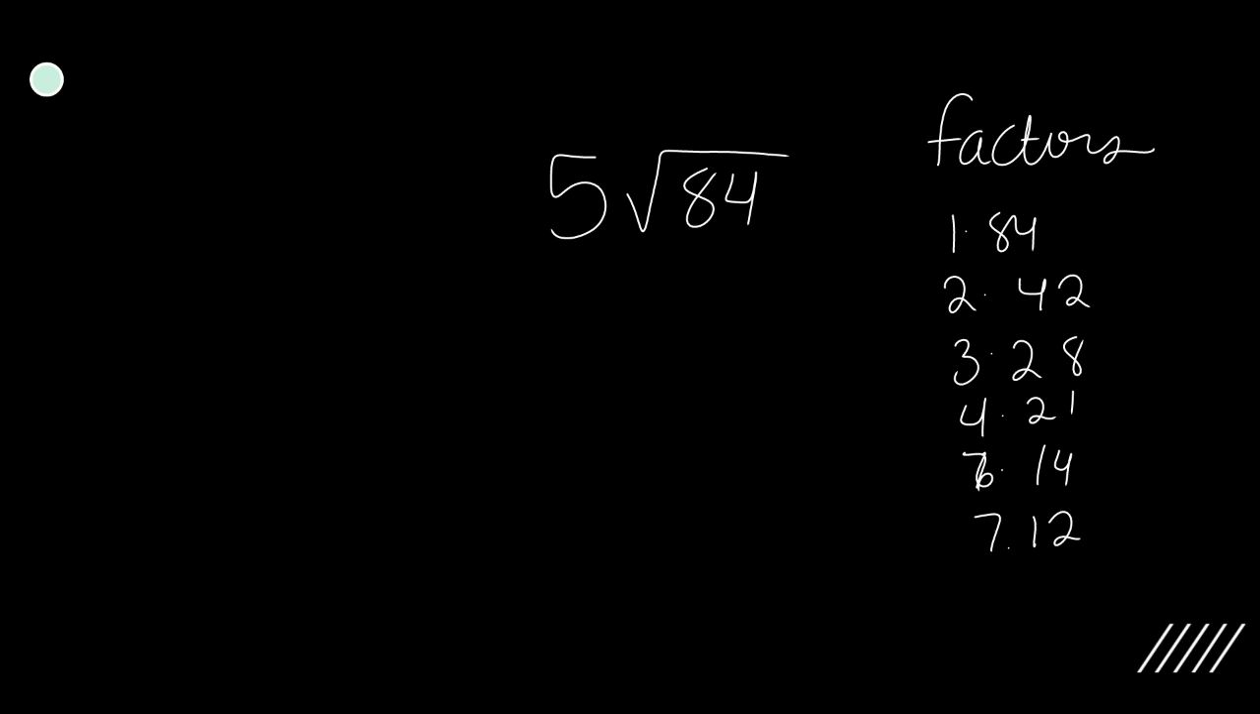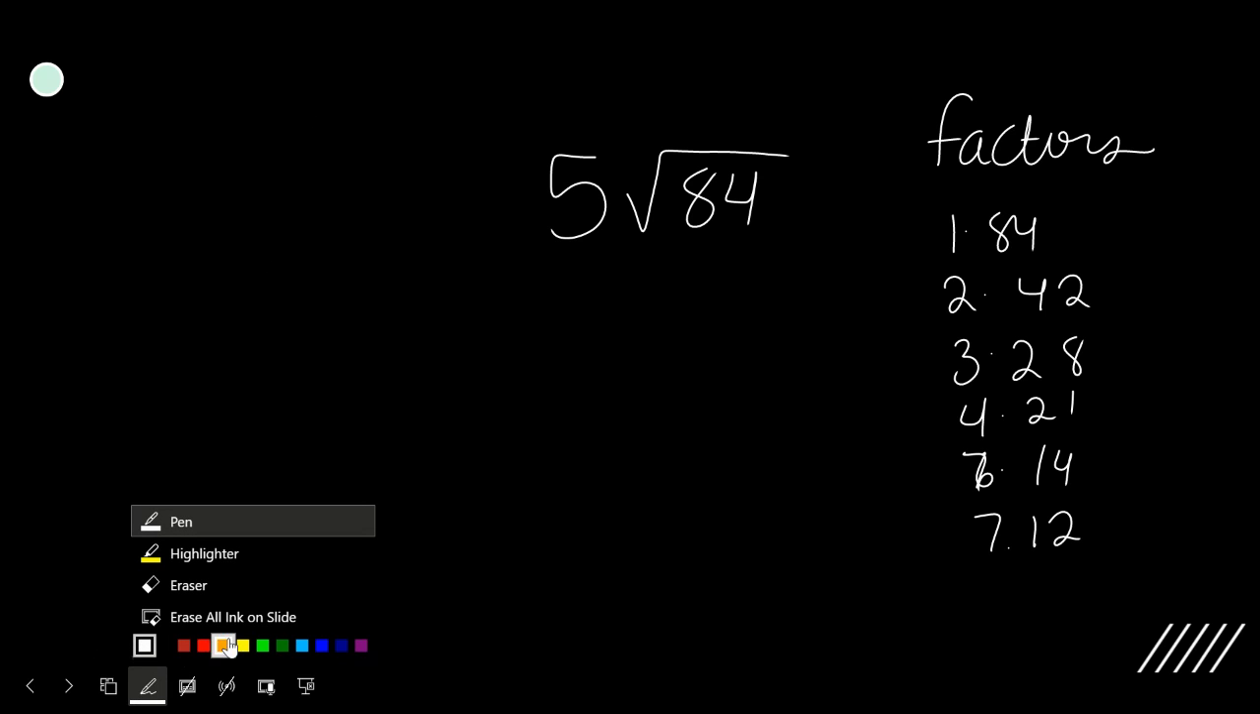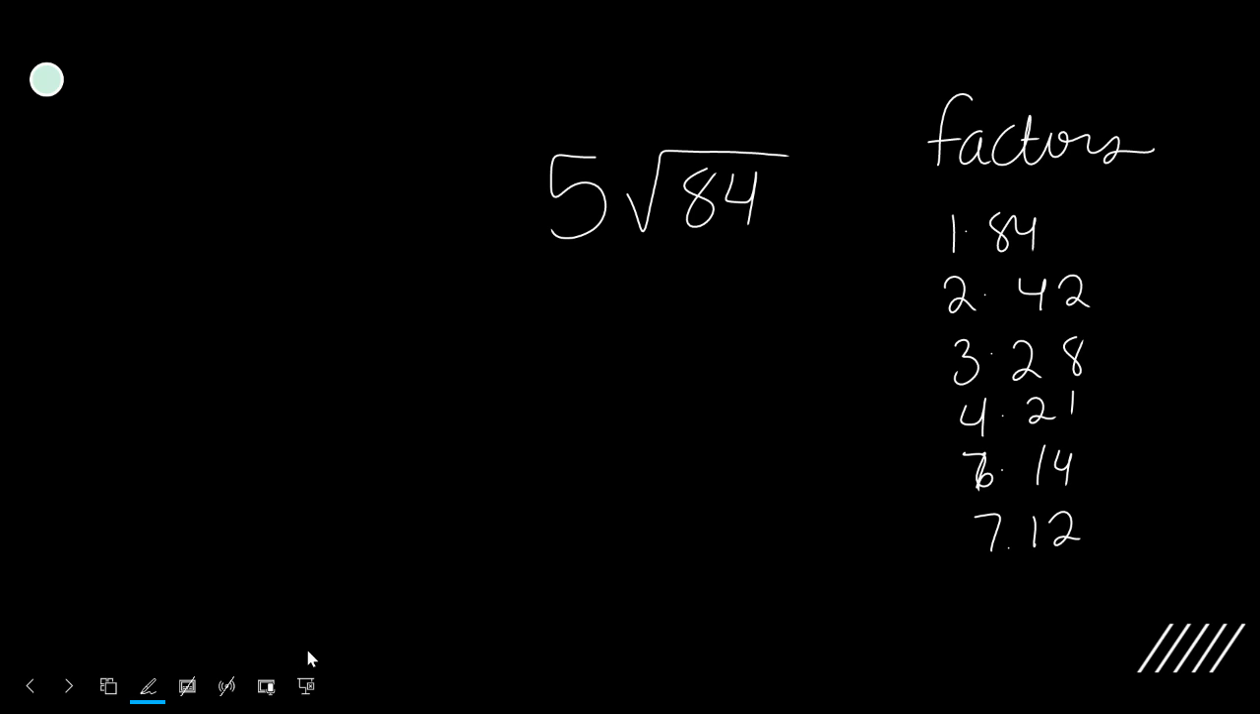So lots and lots of factors of 84, but we want the ones that are perfect. So we need to look through this list and figure out which values are perfect. As we know, 1 is always going to be perfect, right? So 1 is there. And as I scan, the only other number on this list that is perfect is 4. And as we said, we want to choose the one that is largest. So that means that I can break that down to 4 and 21, right?